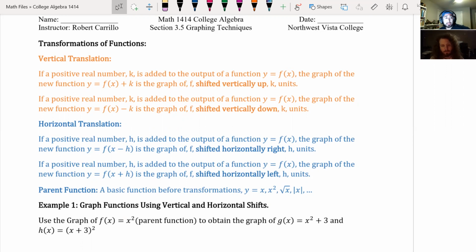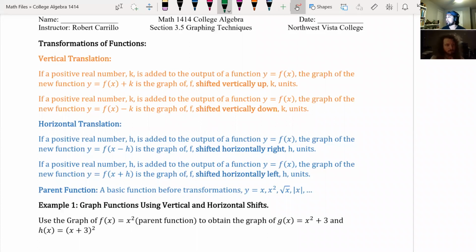So the first one is a vertical translation, meaning if any number k is added to the output of a function, this means that we will shift the function up k units or we will shift the function down k units. So it has to be added to the output of the function, so on the outside of the function. And vertical transformations, I'll tell you this, are straightforward. If it's plus k, you go up k. If it's minus k, you go down k.